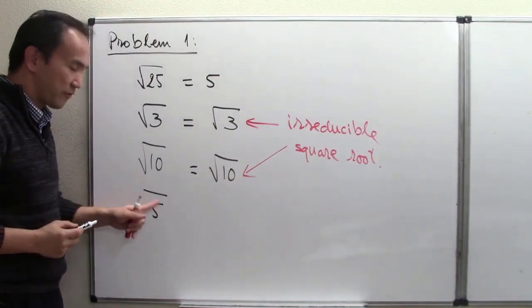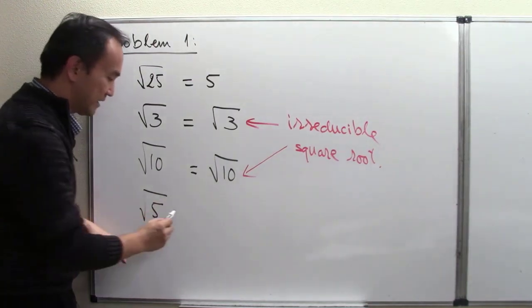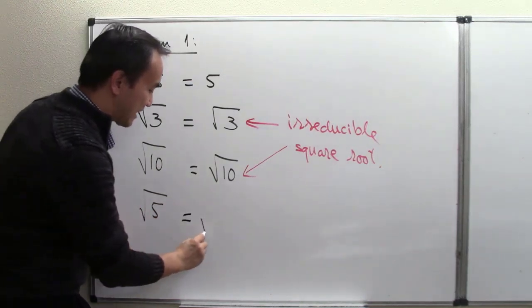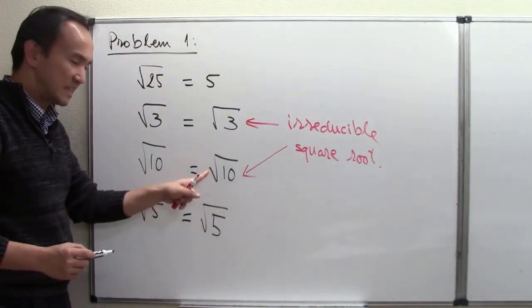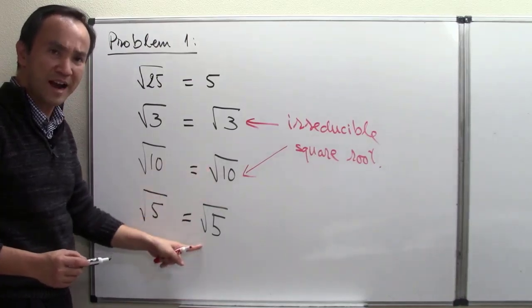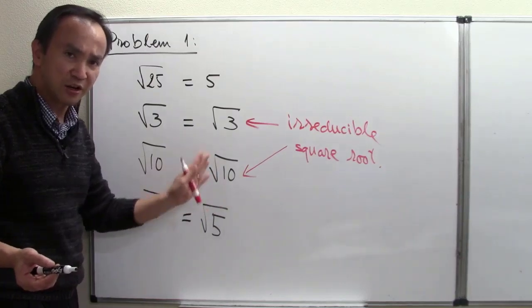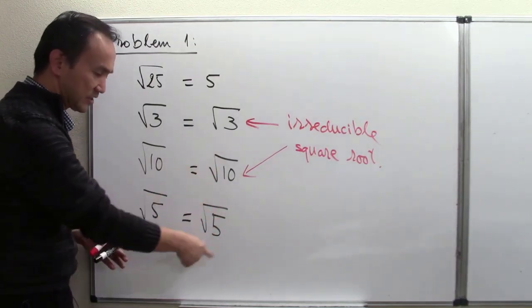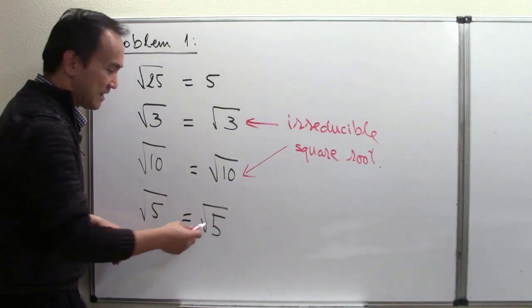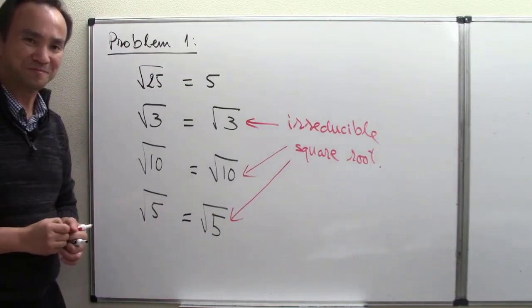How about square root of 5 right here? Again, I don't recognize 5 as a perfect square, so I am writing that exactly the way it started. Keeping in mind that these all have some actual value if we use a calculator. But once we decide not to use a calculator and leave things in exact expression, then this is the expression for that, and this is another irreducible square root.